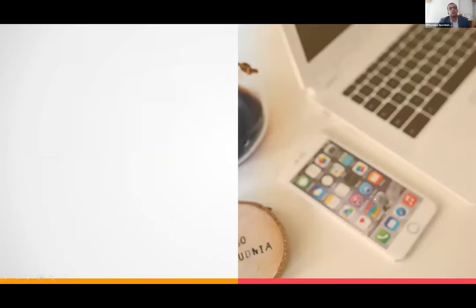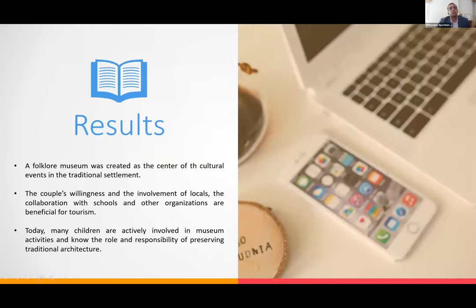The results of this process: the folklore museum was created as a center of cultural events in the traditional settlement. The couple's willingness, the involvement of locals, and collaboration with schools and other organizations were beneficial, along with tourists. Nowadays, many children are actively involved in the museum activities, and now have the role and the responsibility of preserving the traditional architecture.